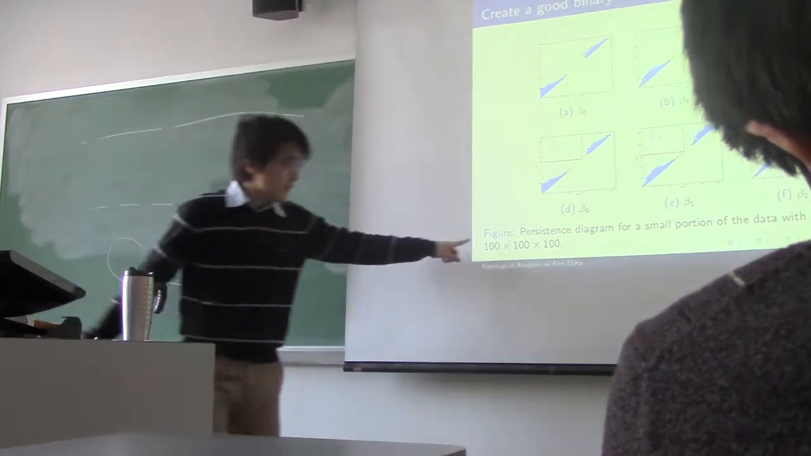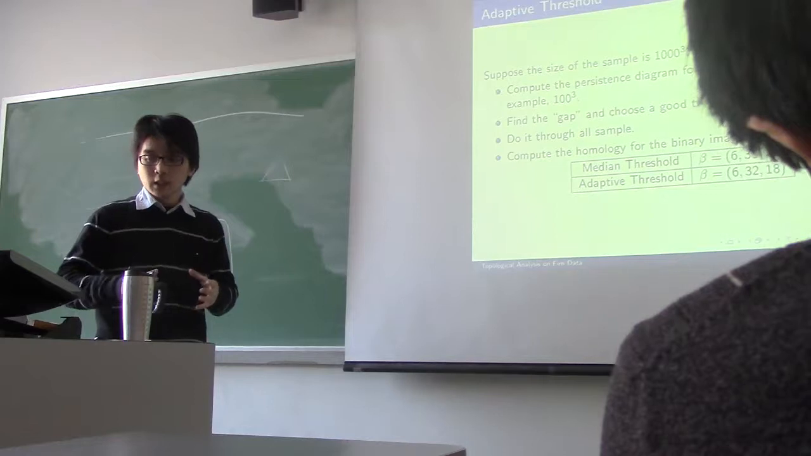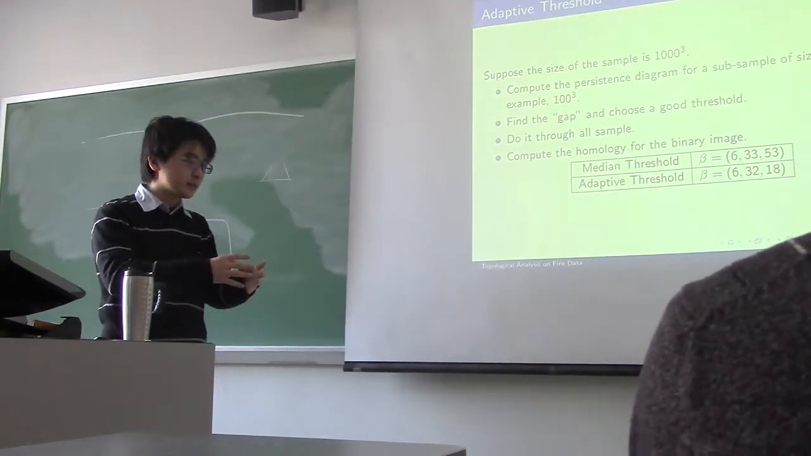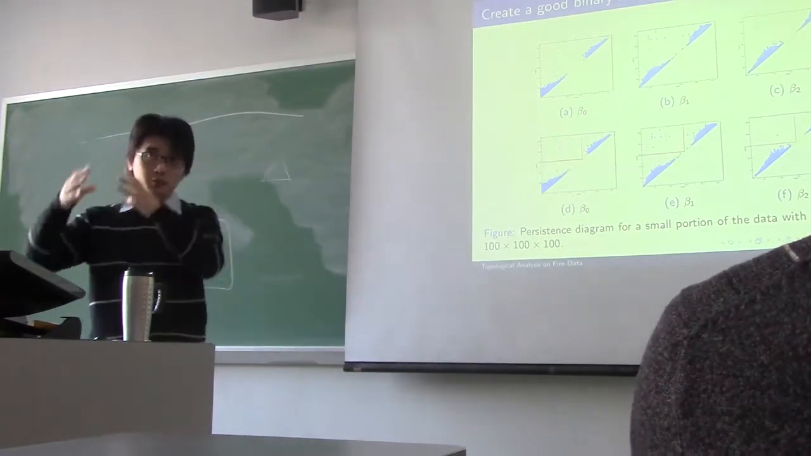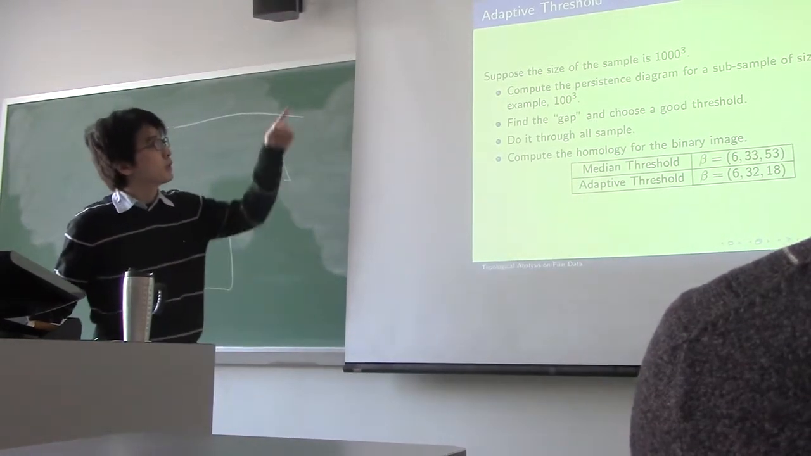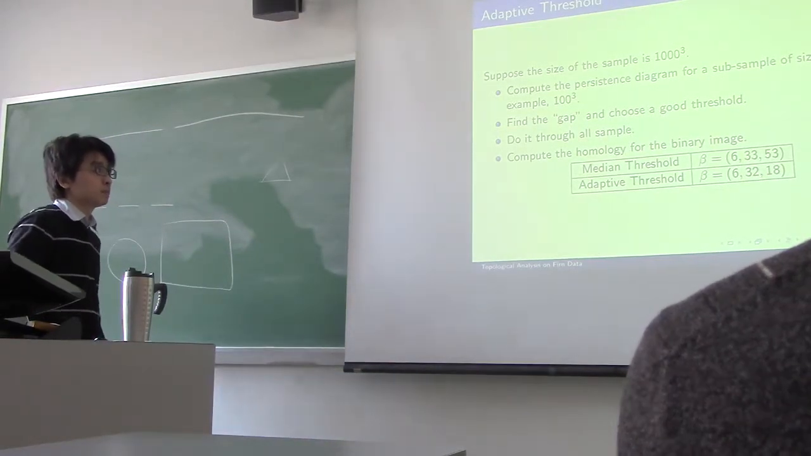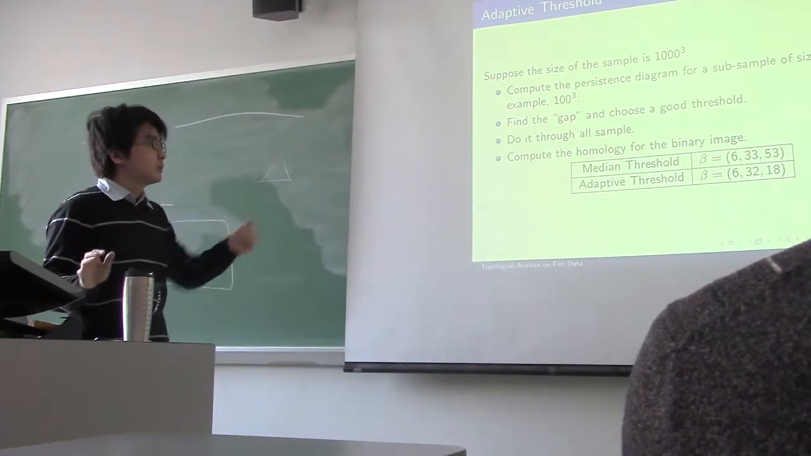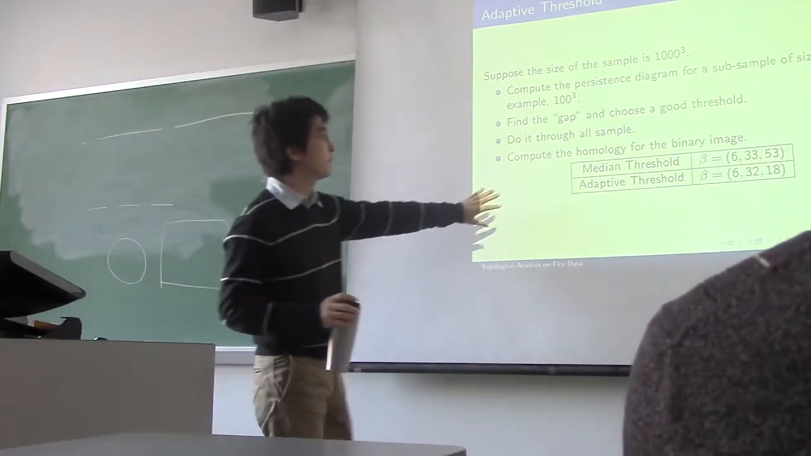But this has to be very small. So if you do that and then go over the whole sample, so you do this test on the small sample, then you move on to your own data, and that's what we call the adaptive threshold techniques. So that's what we have. Do through all the samples and compute. So that's the result we have.